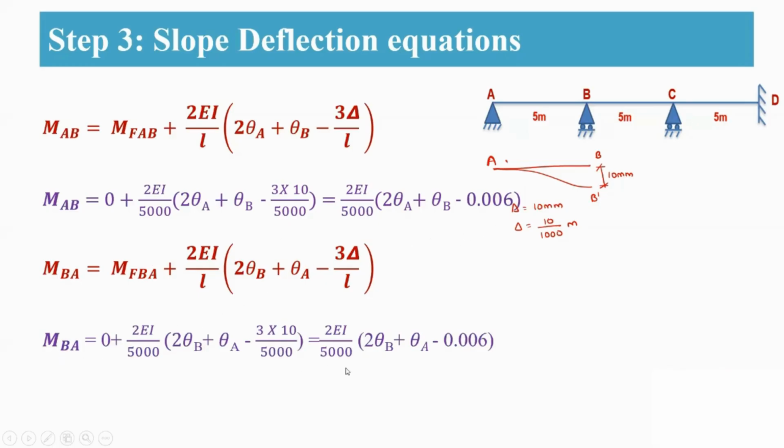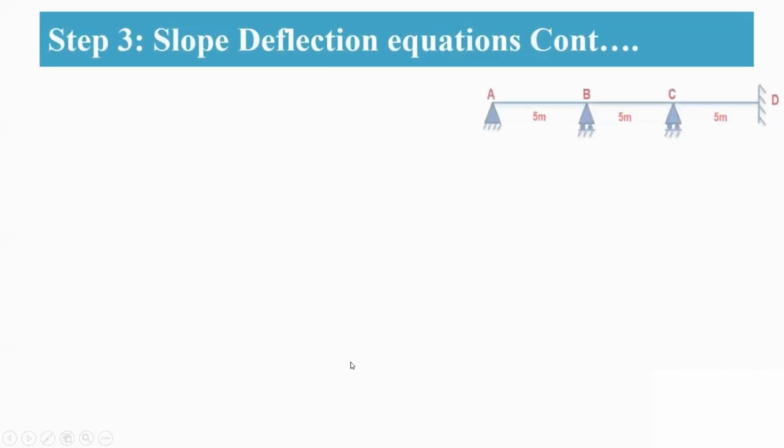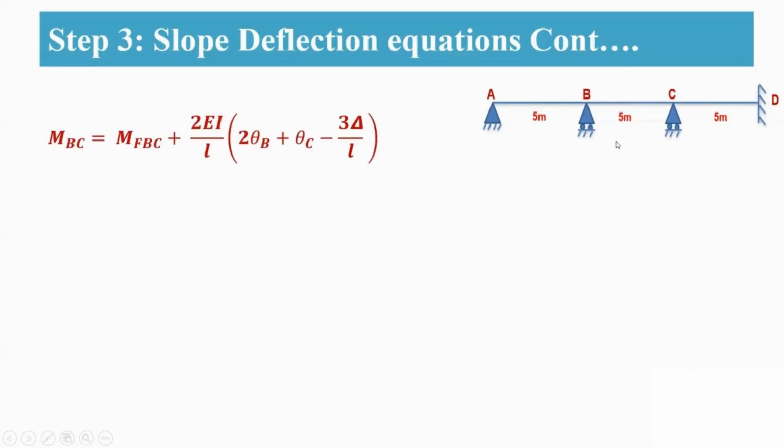Similarly for MBA also. And in the next step, you're going to do the other spans, that is your BC span and CB span. Now coming to your BC span and CB span, I'll just draw. So this is your BC.